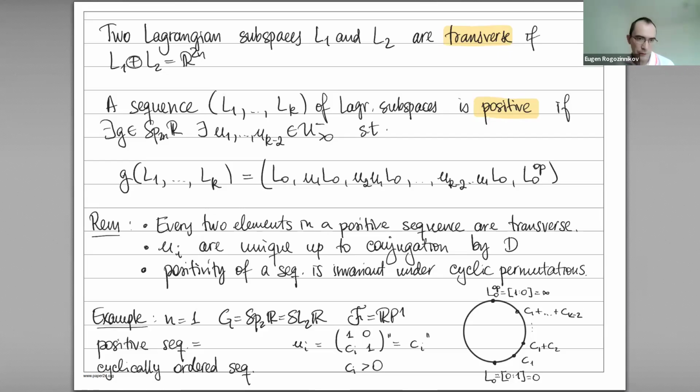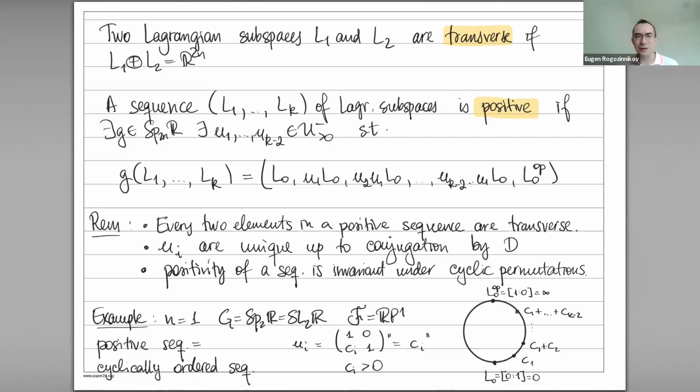But first, I would like to note several facts. For example, every two Lagrangian subspaces in a positive sequence are transverse. Then these elements U1, ..., Uk minus 2 are uniquely defined, but only up to conjugation by an element of D, since the group D acts on U plus and U minus by conjugation, and in fact it also acts on U plus and U minus positive by conjugation. And the last fact is that the positivity of the sequence is invariant under cyclic permutation. So you can permute the sequence cyclically and it stays positive.